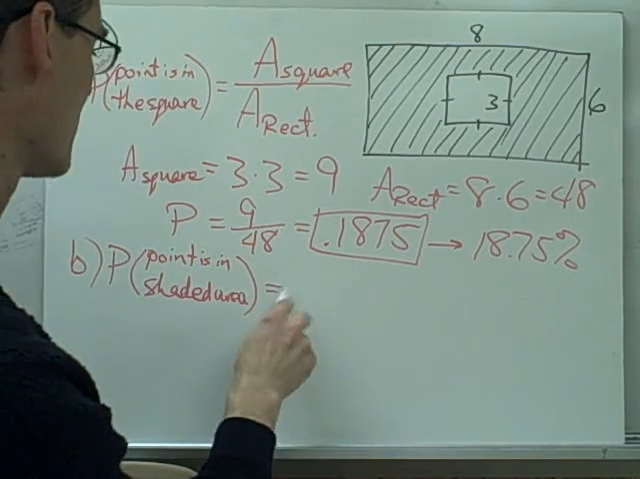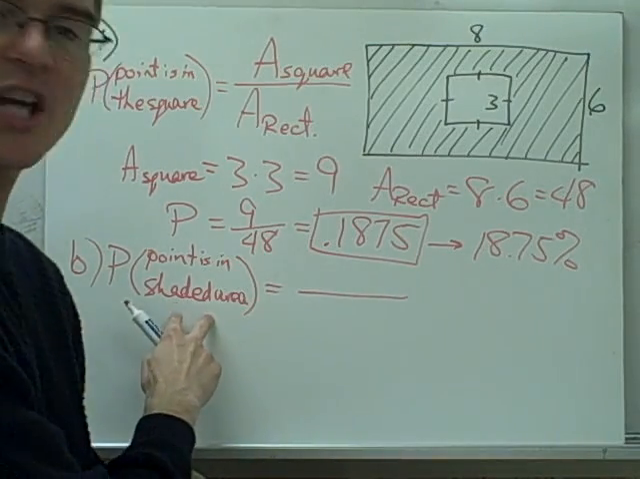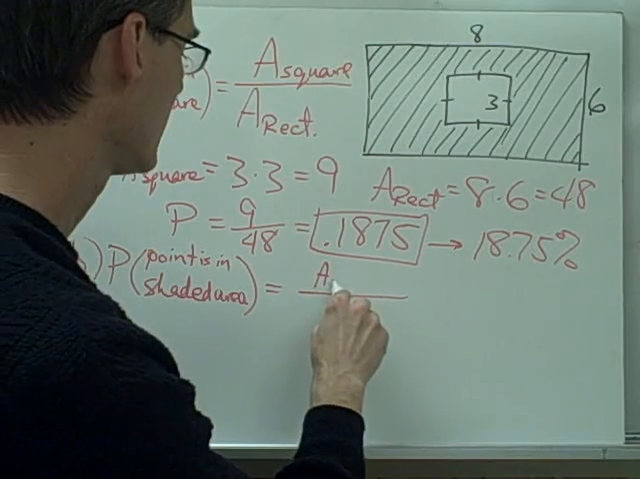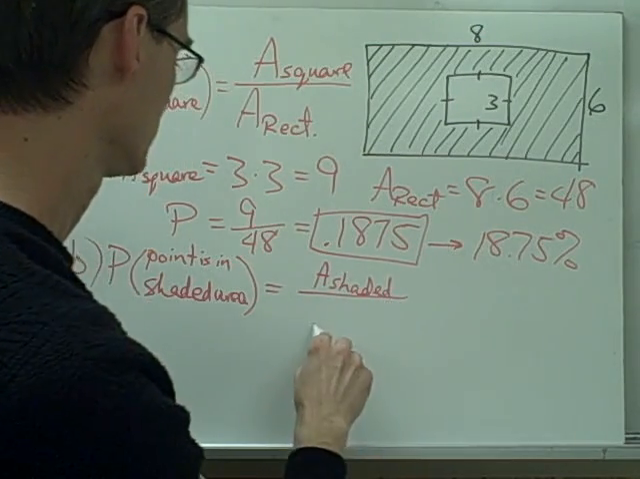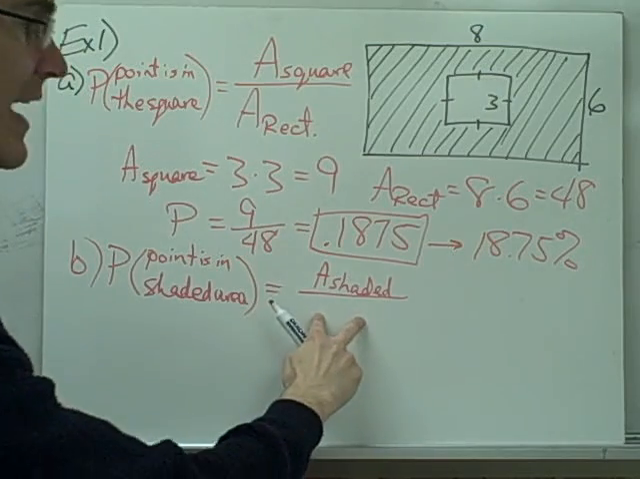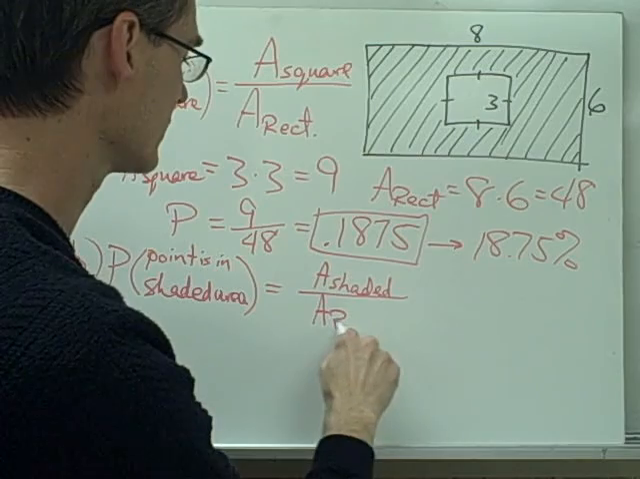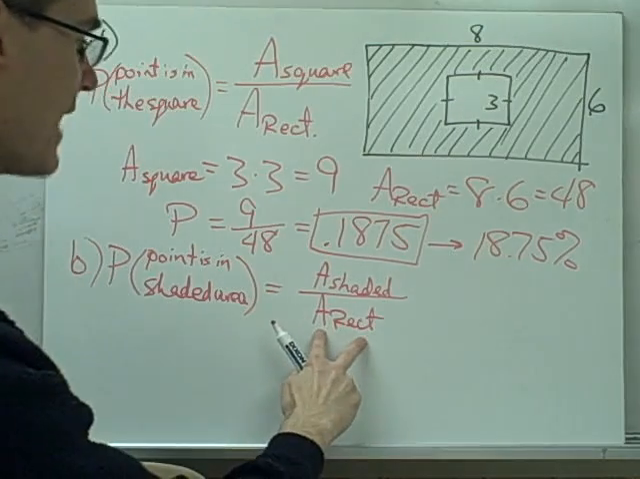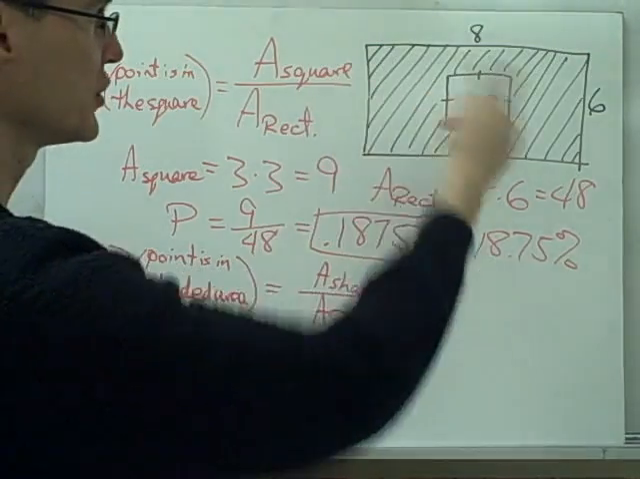All right, so if I write down my formula, since I'm looking for the probability that the point is in the shaded area, I want the area of the shaded part, and I'm going to divide that by the whole area. My whole area is still the same. That's just the area of the rectangle. Well, I already have the area of the rectangle. That's 48. I just need to calculate the area of the shaded part.